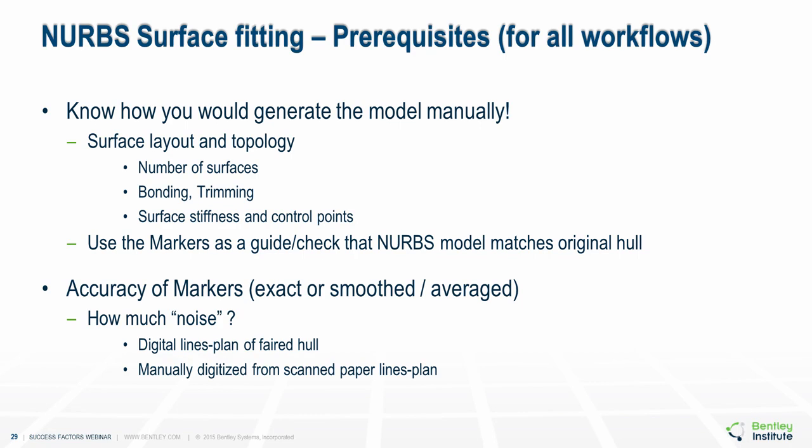Secondly, consider the accuracy of the markers. Do you need to have an exact fit of the markers or will an approximation suffice? Do the markers have any noise or error, in which case the NURBS surfaces should smooth through the marker points. If the data comes from a digital LinesPlan of a faired vessel, then the markers probably lie on the hull surface exactly, and the goal will be to have the NURBS surfaces pass exactly through the markers. If, on the other hand, the markers come from a manually digitized LinesPlan, there is likely to be some error, and we should be aiming for a fair NURBS surface that approximates the markers.